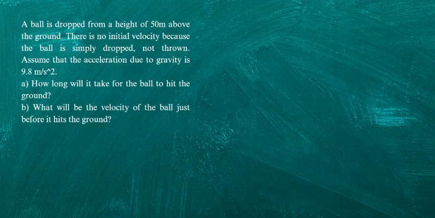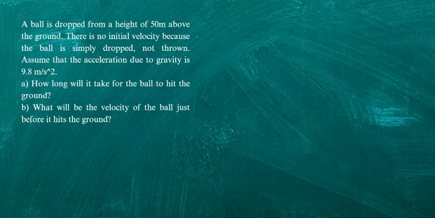So our second example is a ball is dropped from a height of 50 meters above the ground. There is no initial velocity because the ball is simply dropped and not thrown. Assume that the acceleration due to gravity is 9.8 meters per second squared. So the question is, how long will it take for the ball to hit the ground? And what will be the velocity of the ball just before it hits the ground?